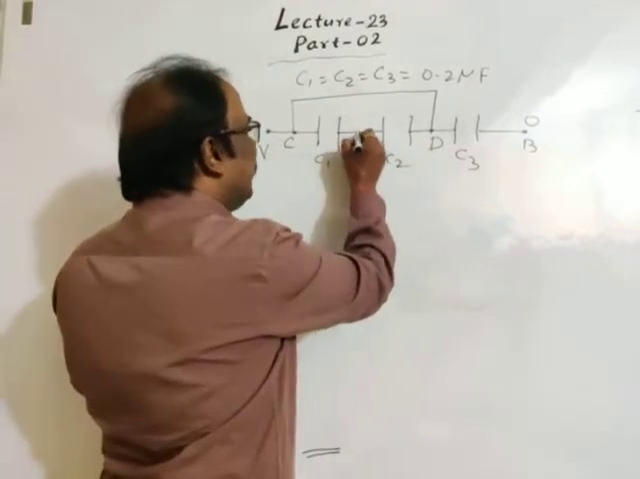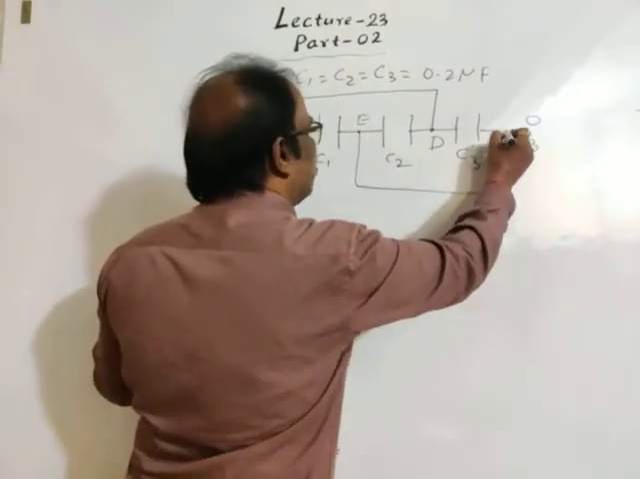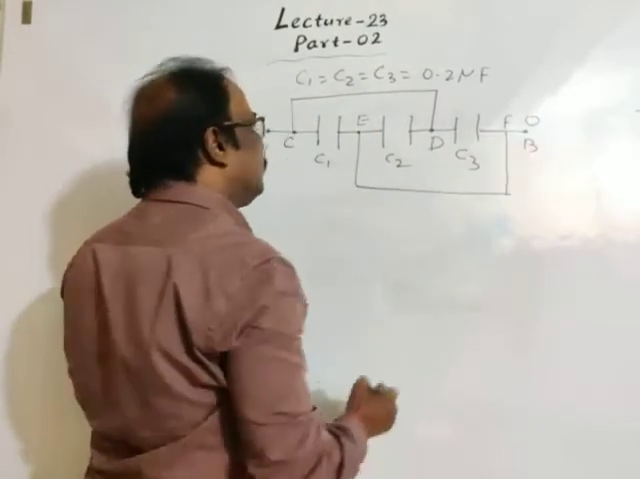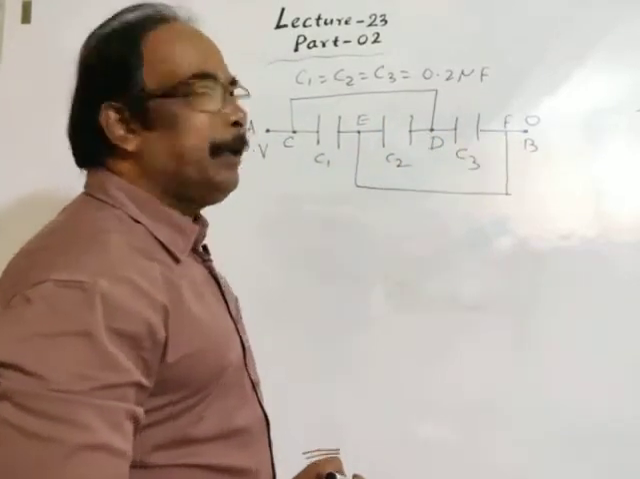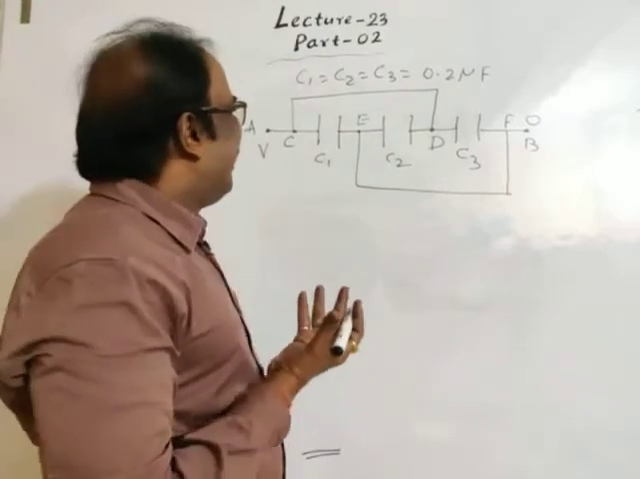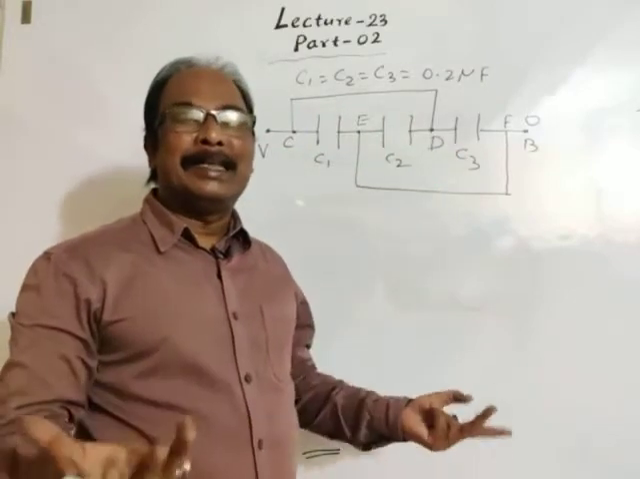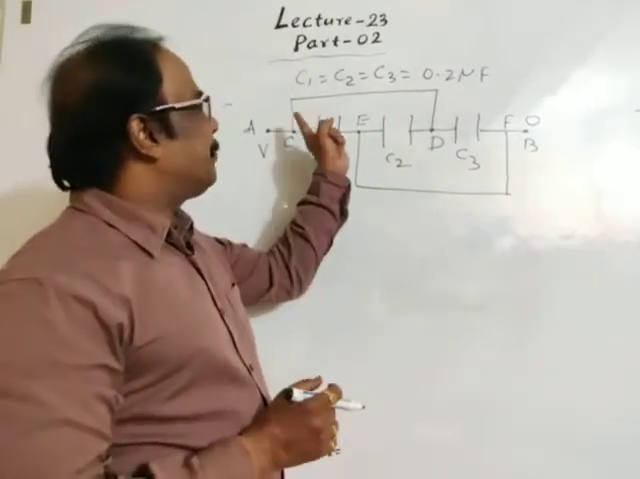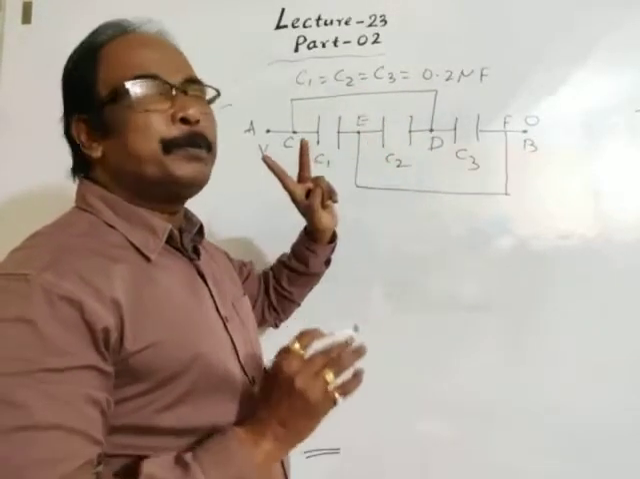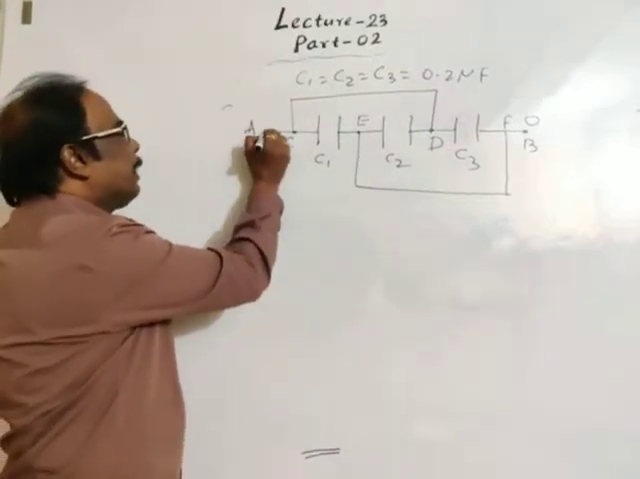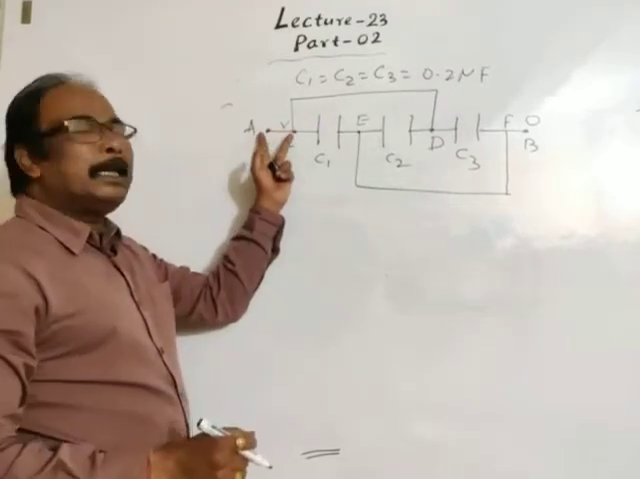Then another conducting wire, let this point be E and this point be F. Another wire is connected between the 2 points E and F. Is it clear? Then, how to know whether C1, C2, C3 are connected in series or in parallel? We have considered conducting wires of zero resistance. See, if the potential of point A is V, obviously the potential of point C is V, because there is no obstruction.